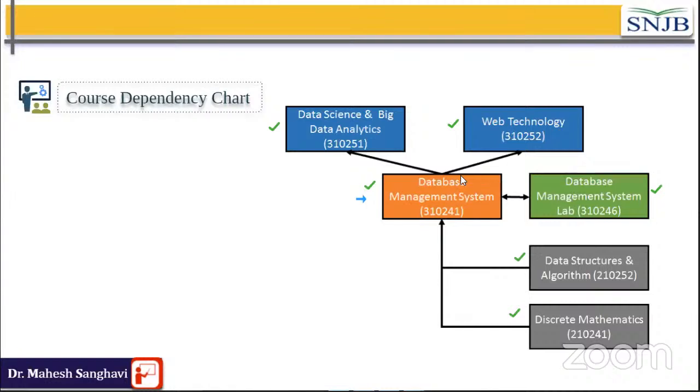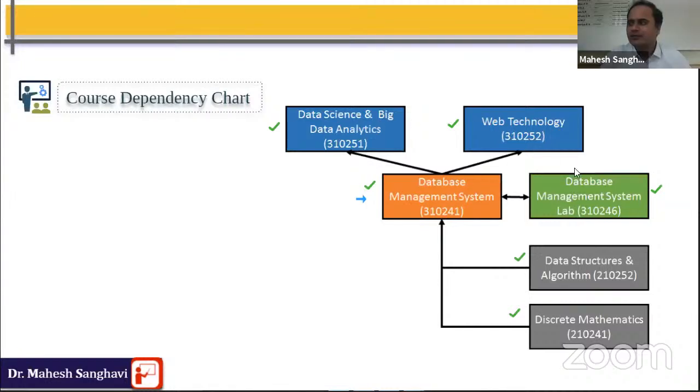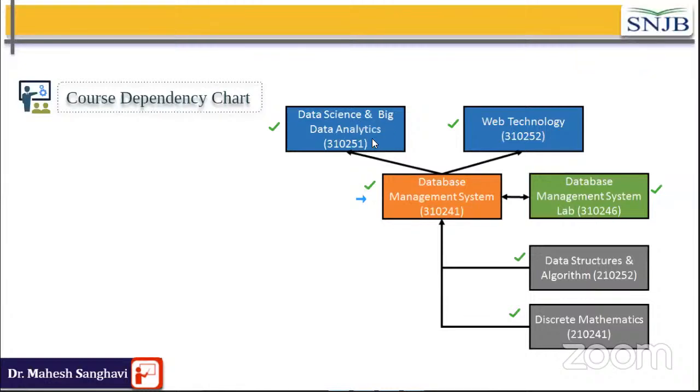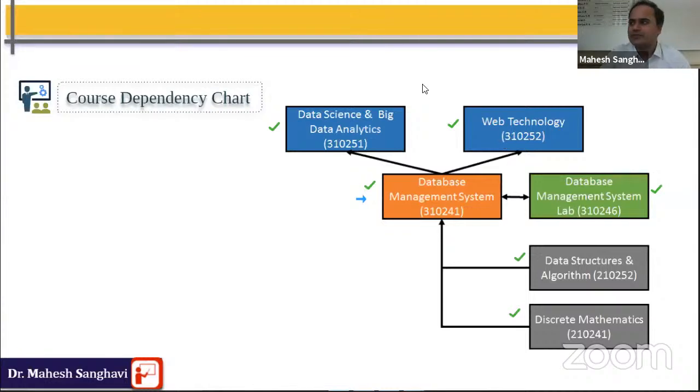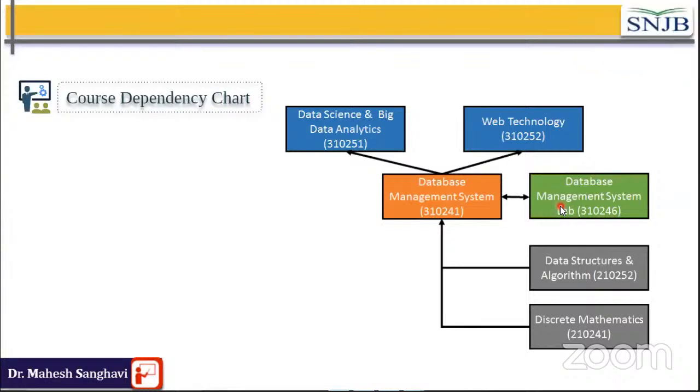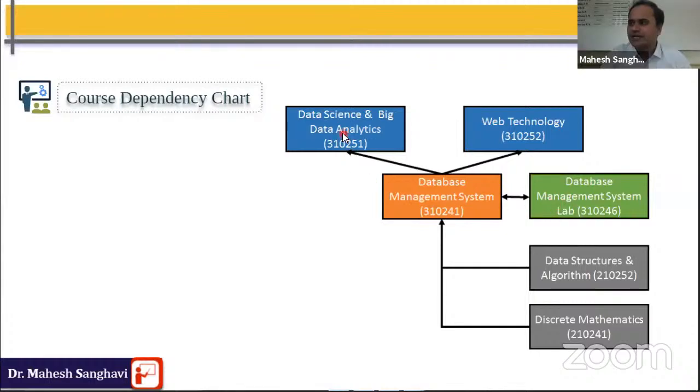So dear students, when you learn DBMS, you will be able to master DBMS lab, data science and big data analytics, and web technology. This is the course dependency graph, where you will understand why DBMS is important. For DBMS, the prerequisite subjects are data structure and discrete mathematics. In parallel with DBMS, you have to learn the database management system lab, where you have to do certain practicals on SQL and MongoDB. So you have to think in this particular direction also.